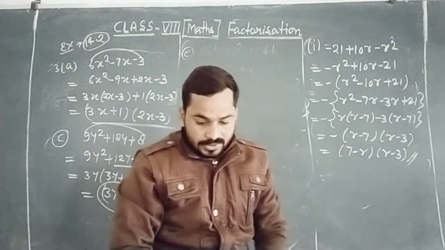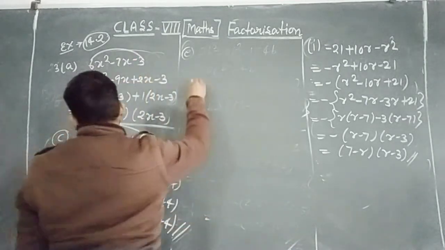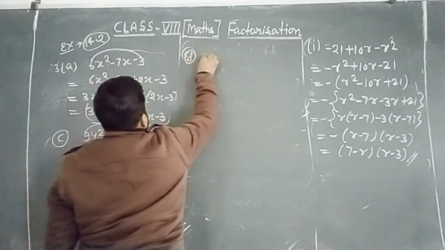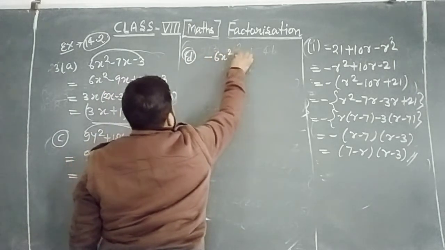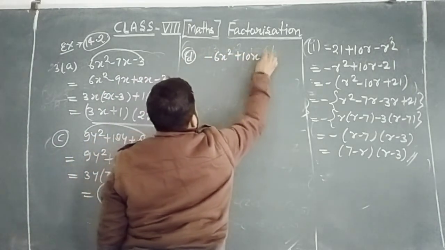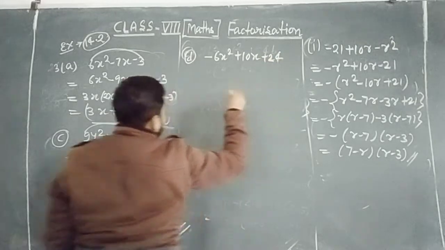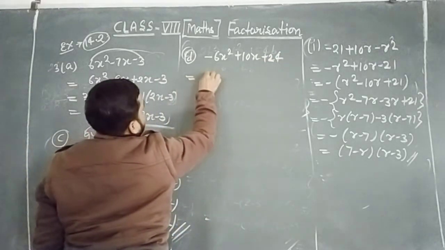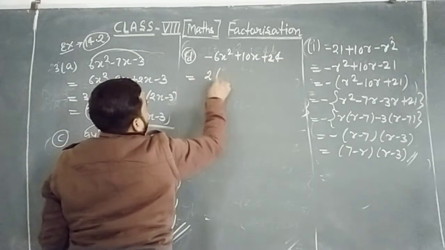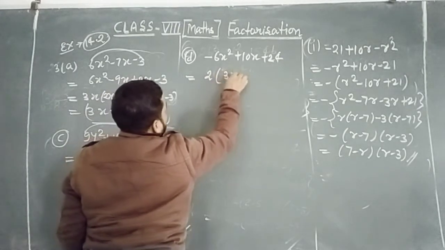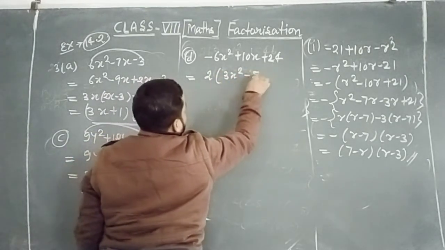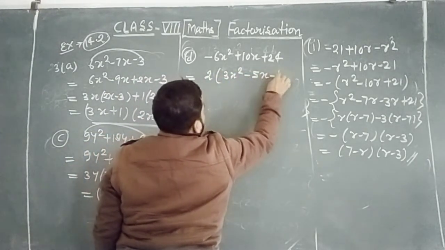Minus 6x square plus 10x plus 24. Take minus sign common, minus 2. So 3x square minus 5x minus 12.